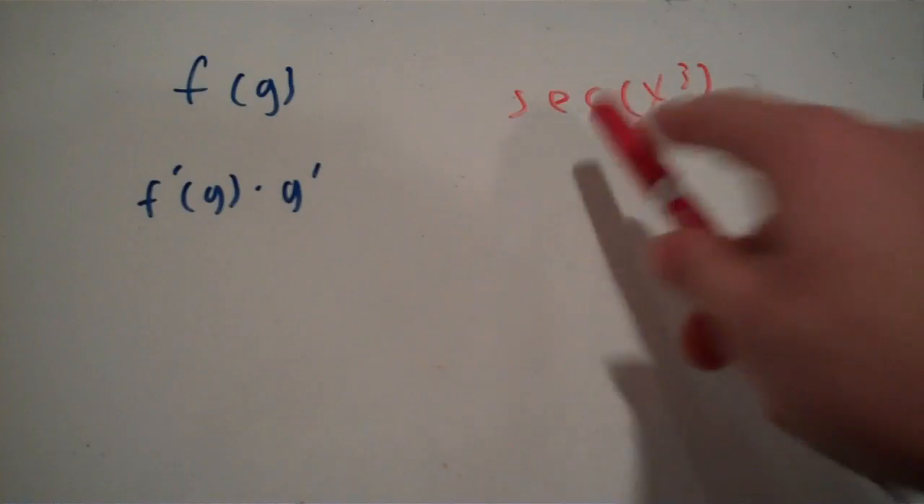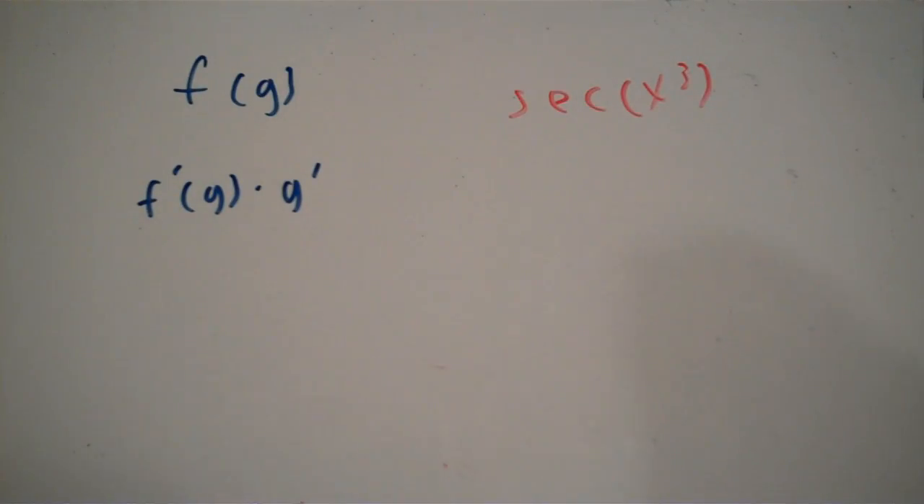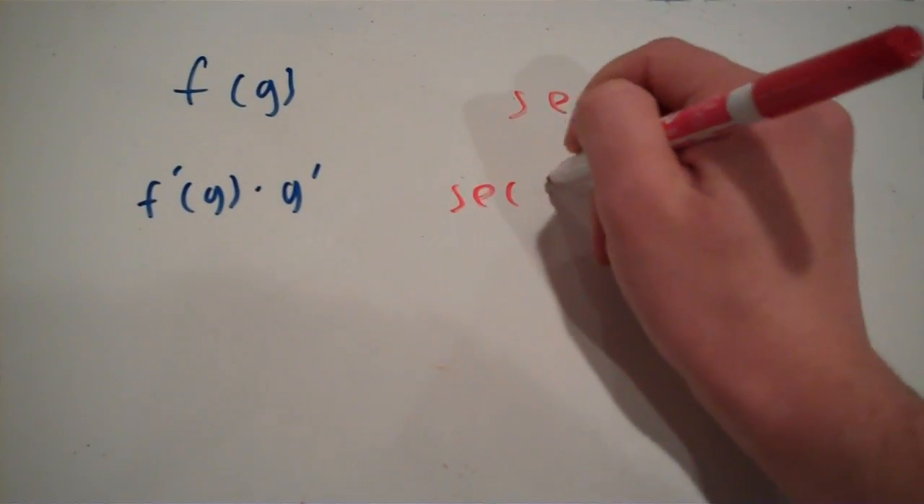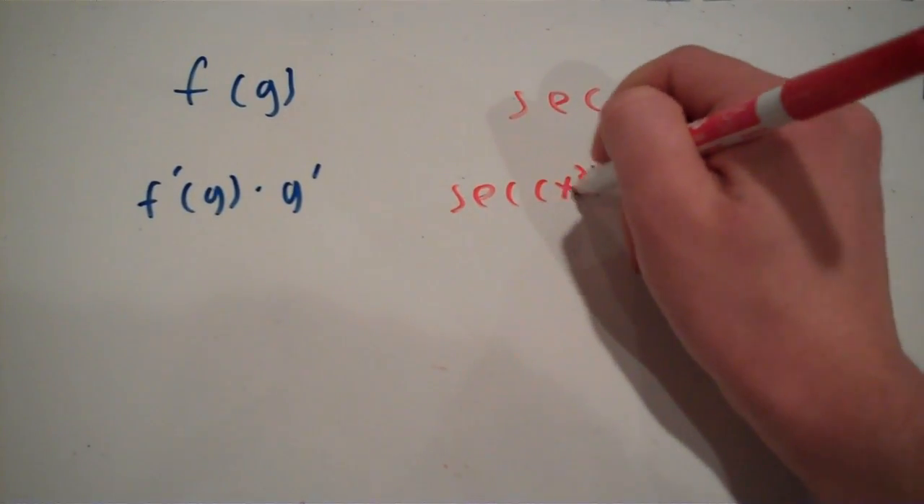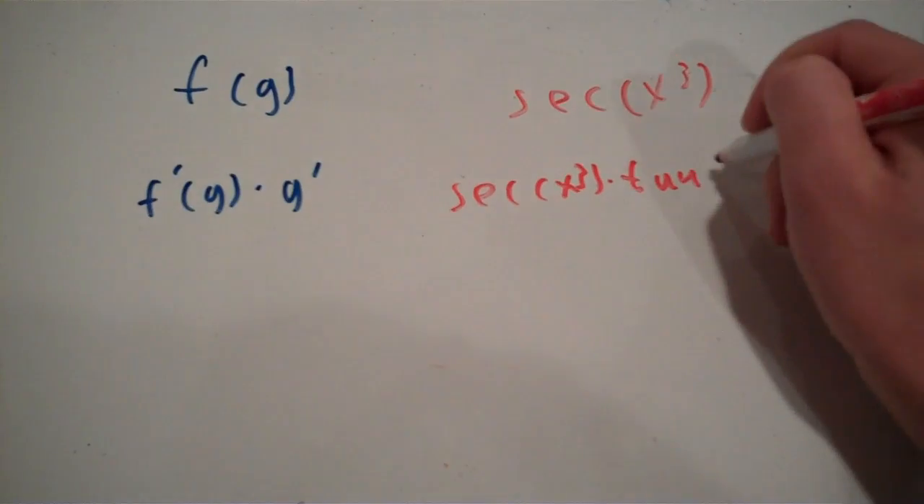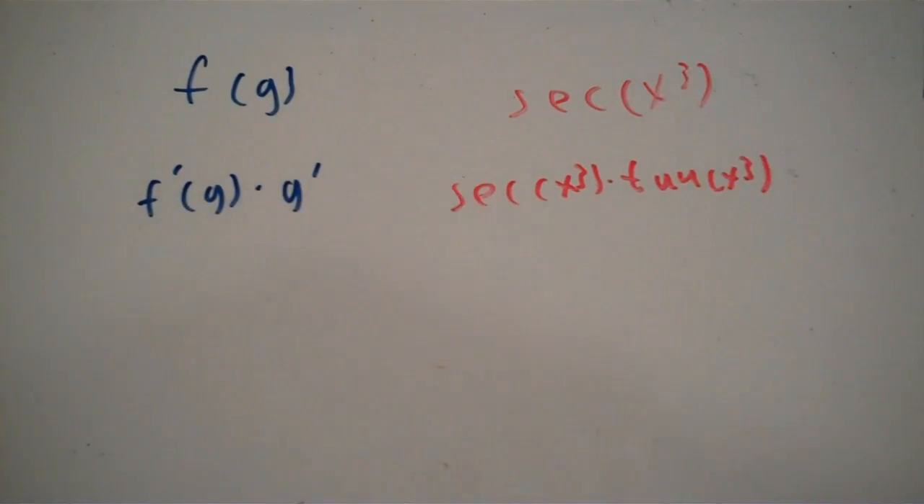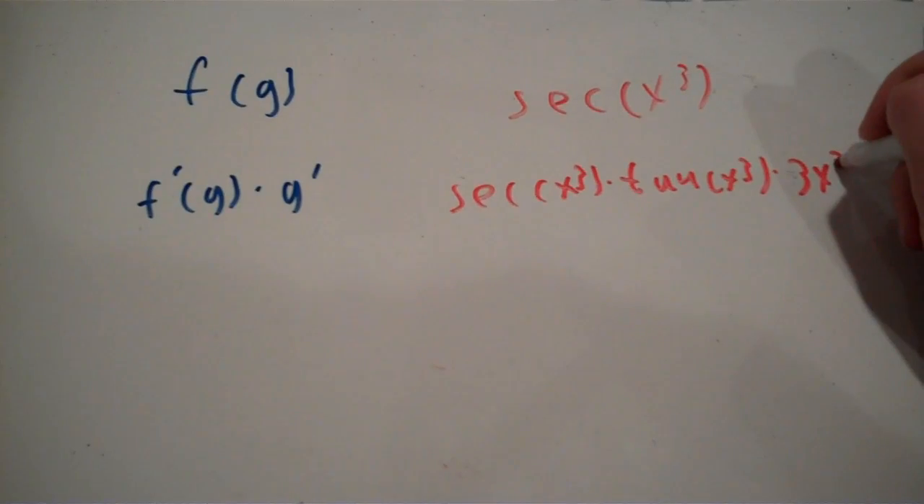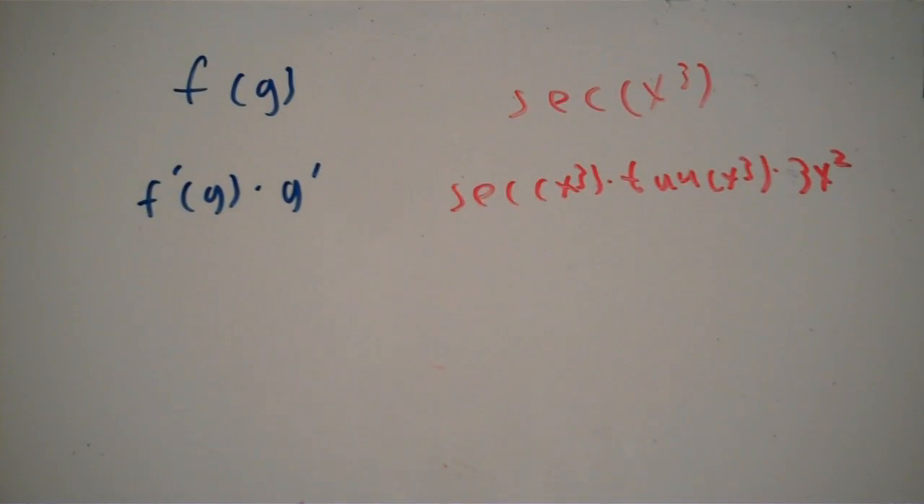So, for example, we will take the derivative of the outside function, which is secant of x cubed times tangent of x cubed, and we'll multiply that by the derivative of the inside function, and the derivative of x cubed is 3x squared. So, the derivative of secant of x cubed is secant of x cubed times tangent of x cubed times 3x squared.